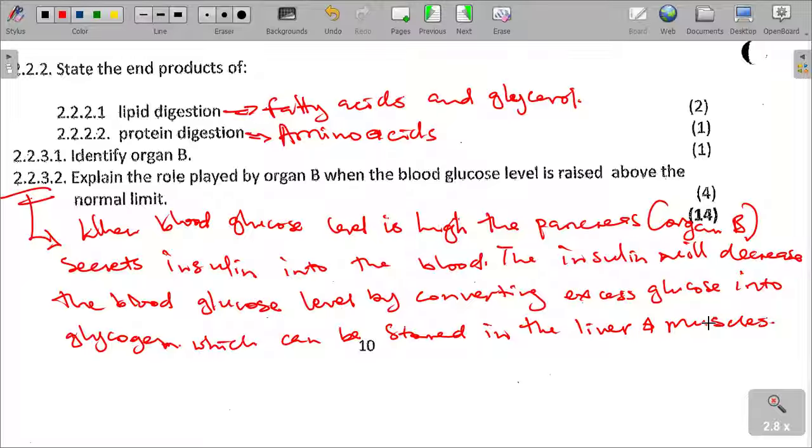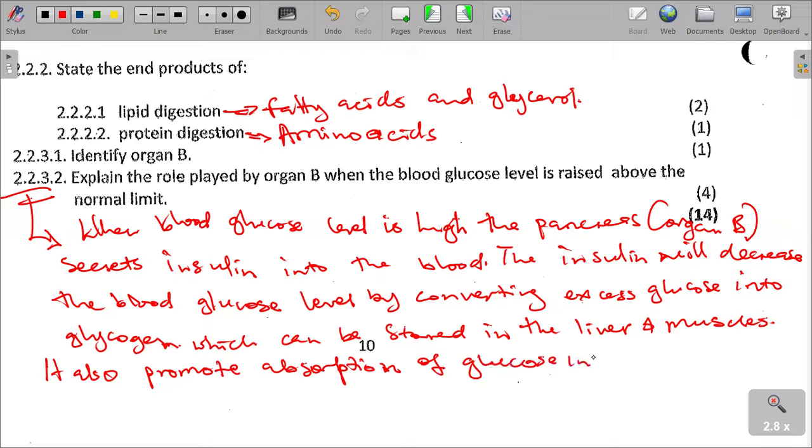What is next is that it also promotes the absorption of glucose into the body cells. It also promotes absorption of glucose into the body cells.